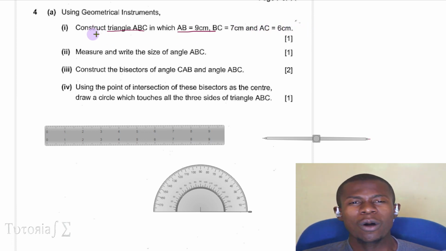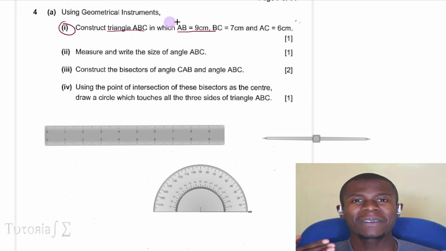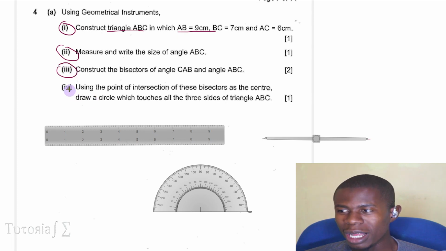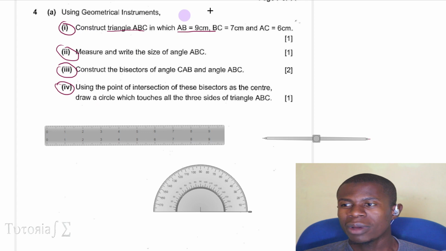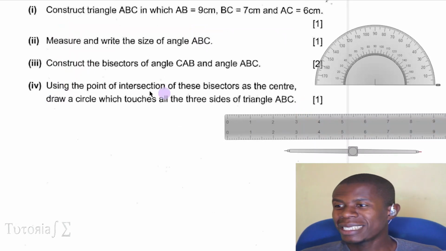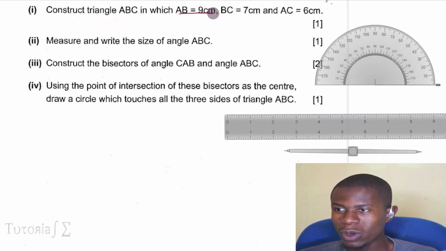So how we solve construction questions is that we go step by step. This is the first step. After we deal with this step, we'll go to the second step, then the third step, and then the last step, which is the final step right down there. So for the first step, we are following these instructions that are here. All right, so we can start. For the first part here, we're constructing AB, which has a length of 9 centimeters.